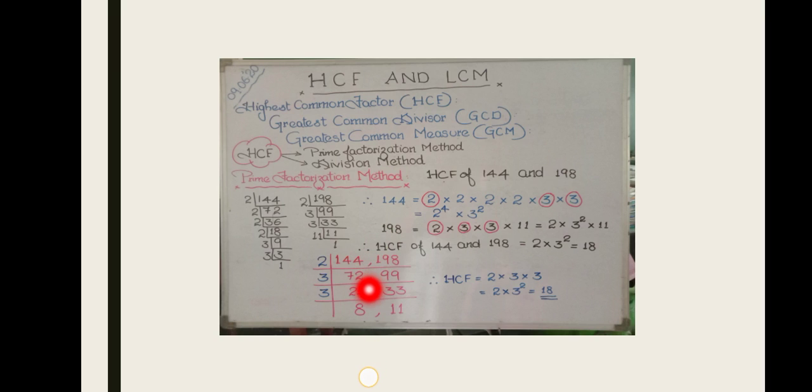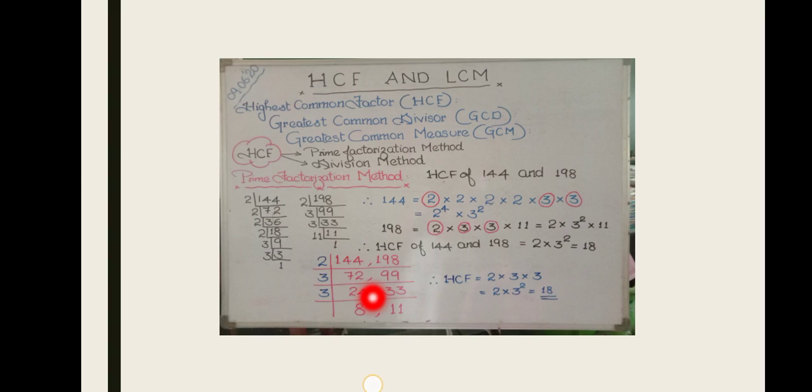72 is divisible by 2. We cannot take 2 here because we have one more number, that is 99. 99 is not divisible by 2. So we have to look for the next prime number with which we can divide both the given numbers, 72 and 99, that is 3.